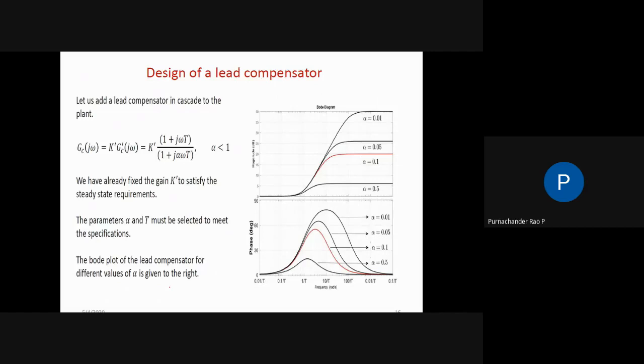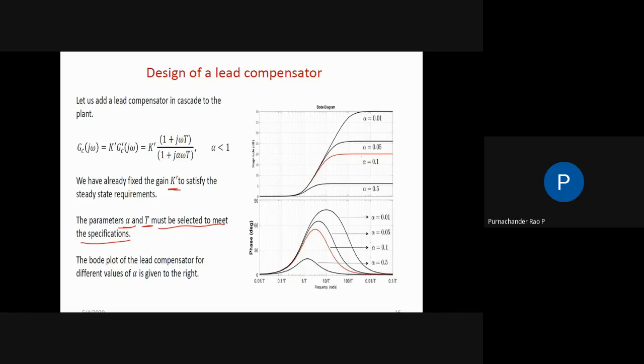So a lead compensator here. Let us add a lead compensator in cascade to the plant, which is nothing but K dash into (1 plus j omega T) divided by (1 plus j alpha omega T). We have already fixed the value of K dash, and therefore we need to find the values of alpha and T that must be selected to meet the specifications.